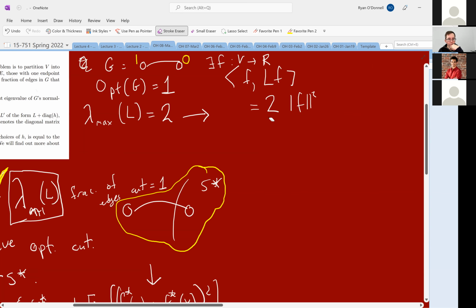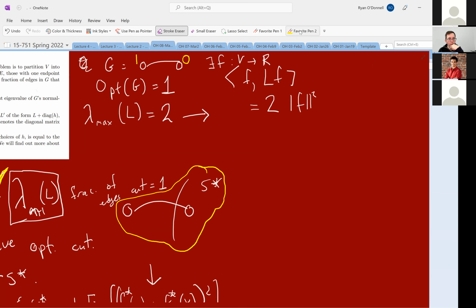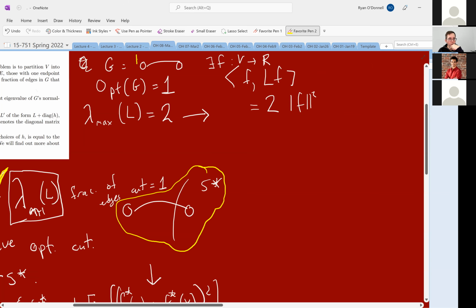So let's see. If we did 1 and minus 1, let's change this one to plus 1 and this one to minus 1. Okay, so let's work out this thing. It's the expected value over a random vertex of f(u) squared. With our new f, this is always plus or minus 1, so its square is always 1, so its expectation is 1. So this would be 1.